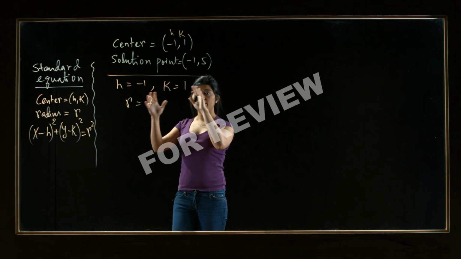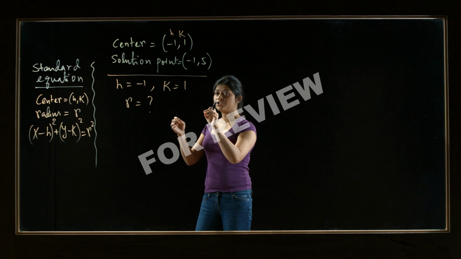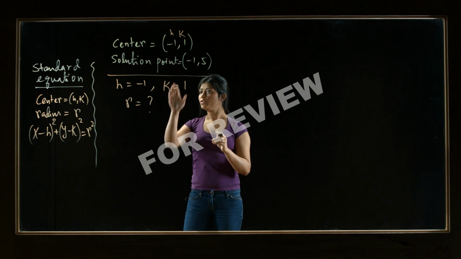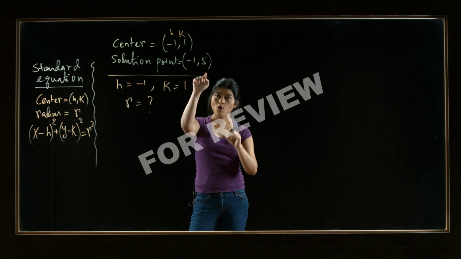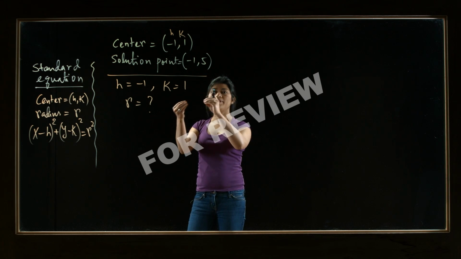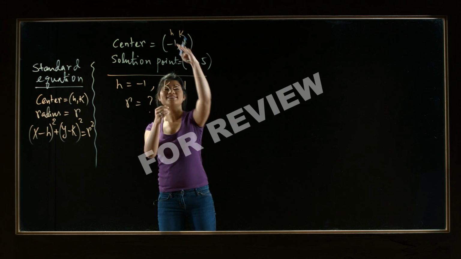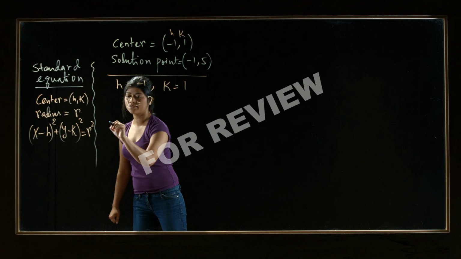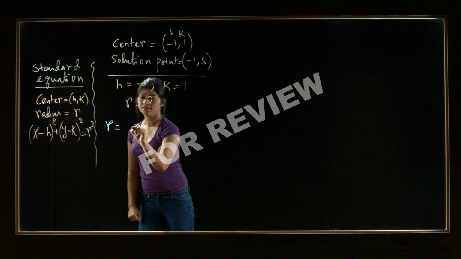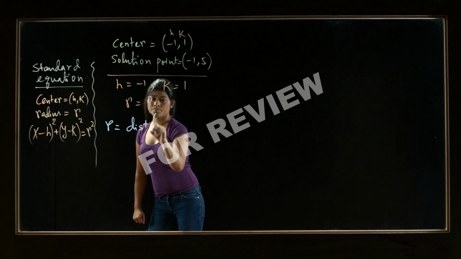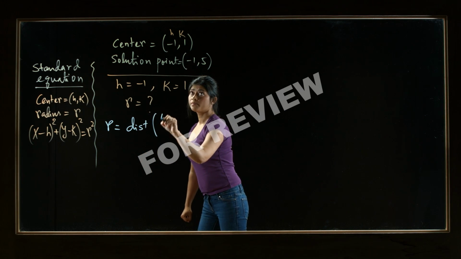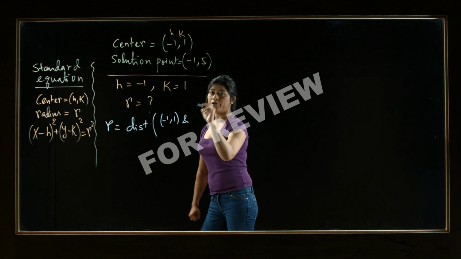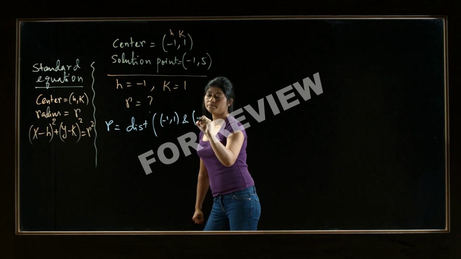So how do we do that? Remember that circle is formed of points which are all equidistant from the center. So we know the center and we know a point on the circle. So how do we find the radius? If we can figure out the distance between these 2 points, that is the radius. So the radius is going to be the distance between the center and this point, the solution point, which is a point on the circle.